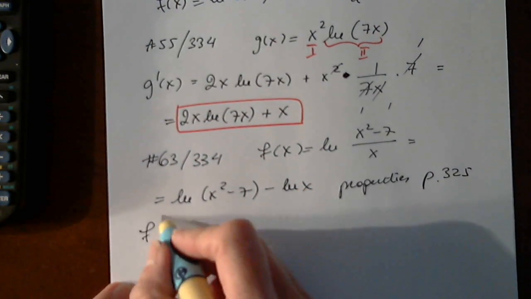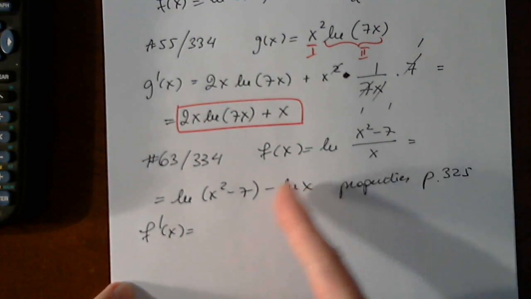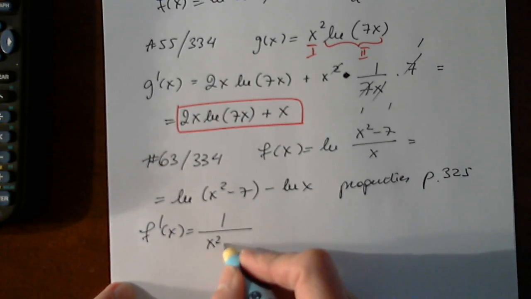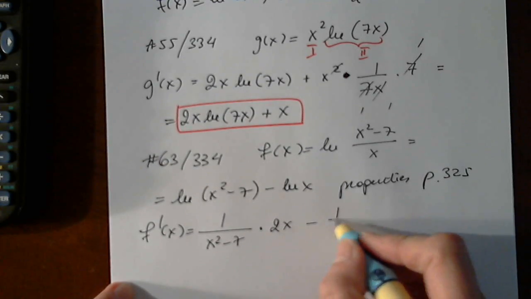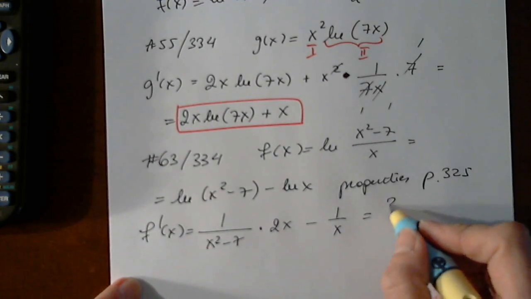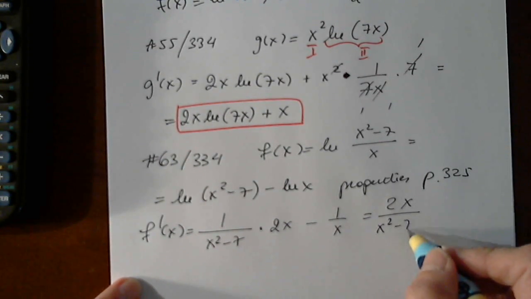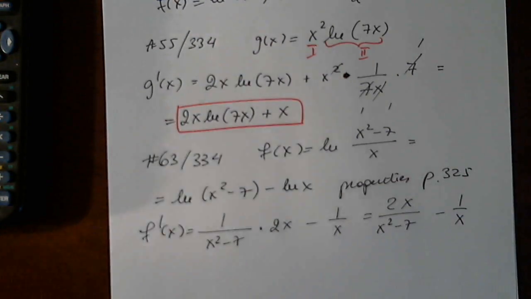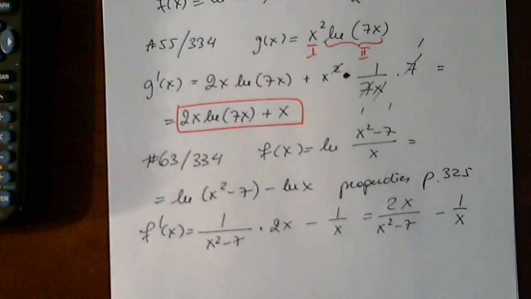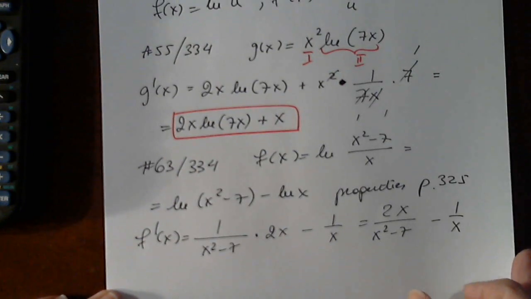And now I can differentiate, which I get 1 over x squared minus 7 multiplied by the inner function prime, which is 2x, minus 1 over x. And I can leave it as is. And that's the final form. I think we got that idea. And I'd like to move on to word problems, a couple of word problems here with a log function.